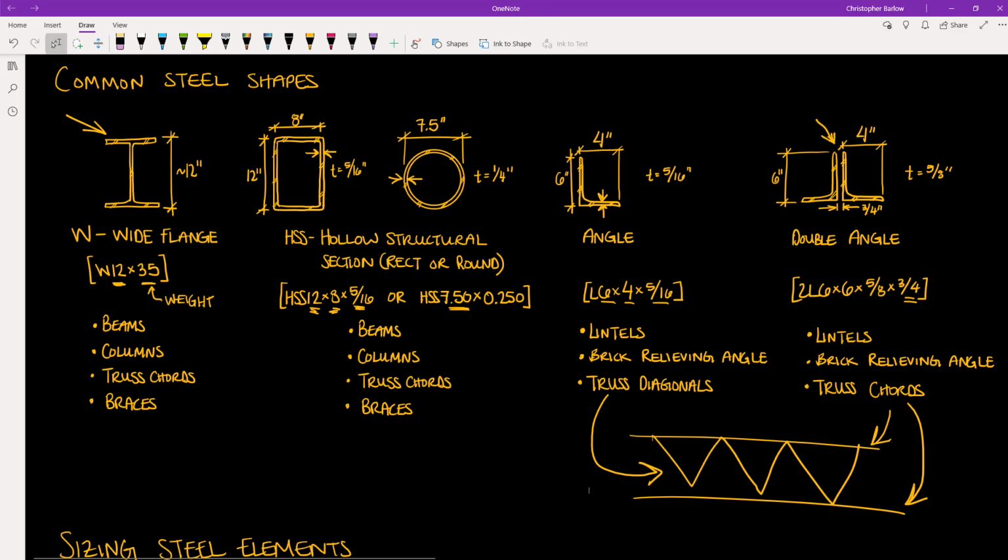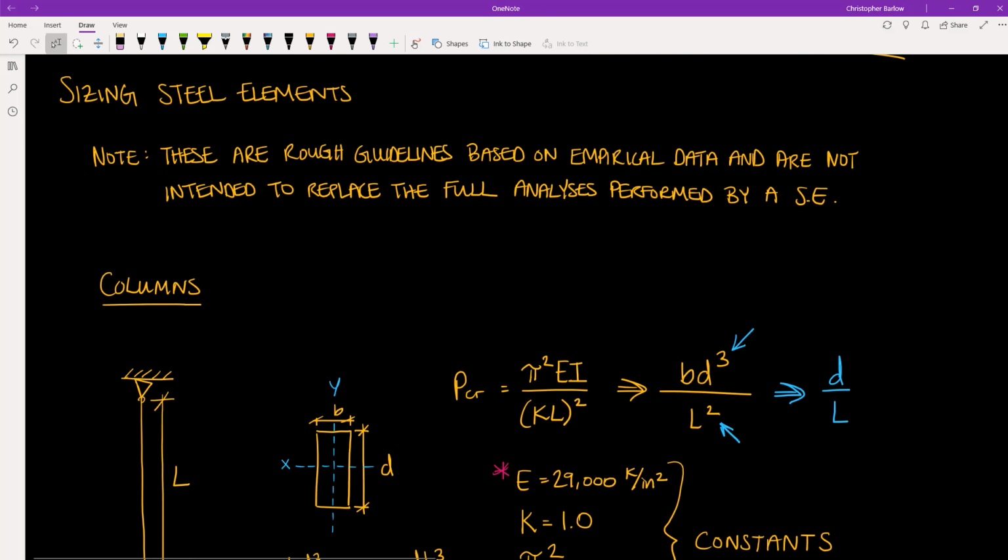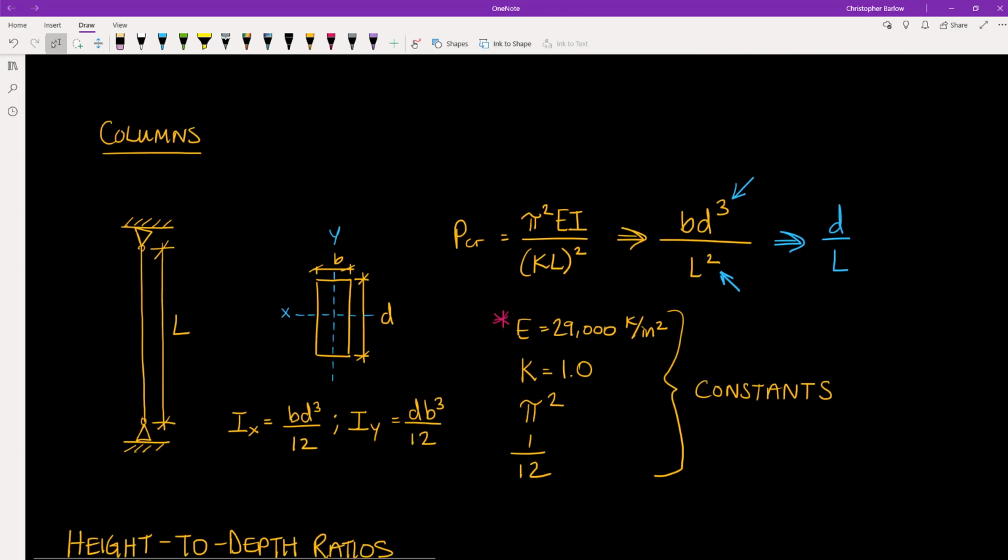So now let's jump into sizing steel elements. And just like I said before, it's important to note that these are very rough guidelines based on empirical data and are not intended to replace the full analysis that would be performed by a structural engineer. So let's look at sizing steel columns. And let's recall our buckling formula.